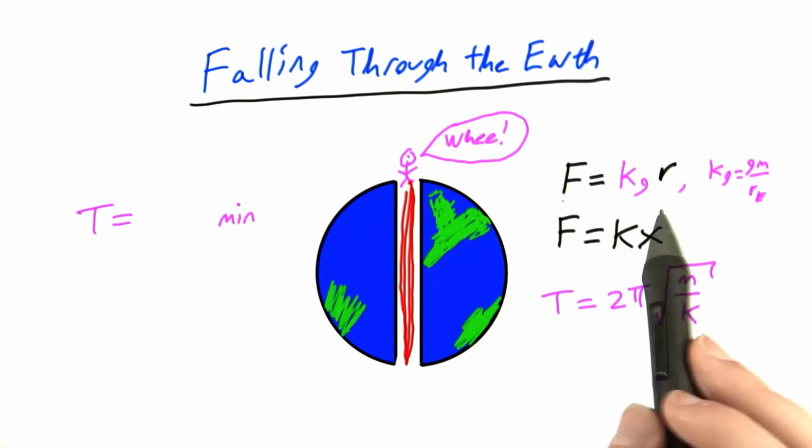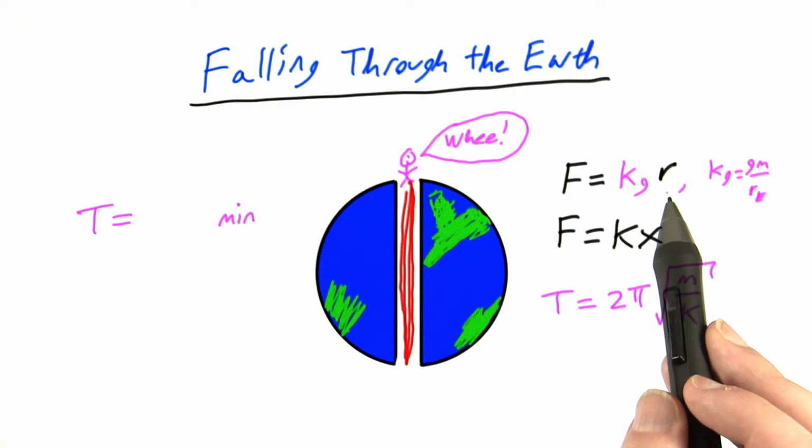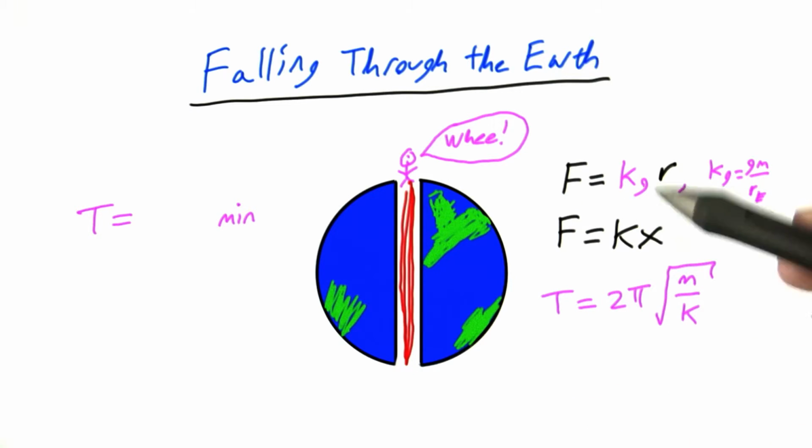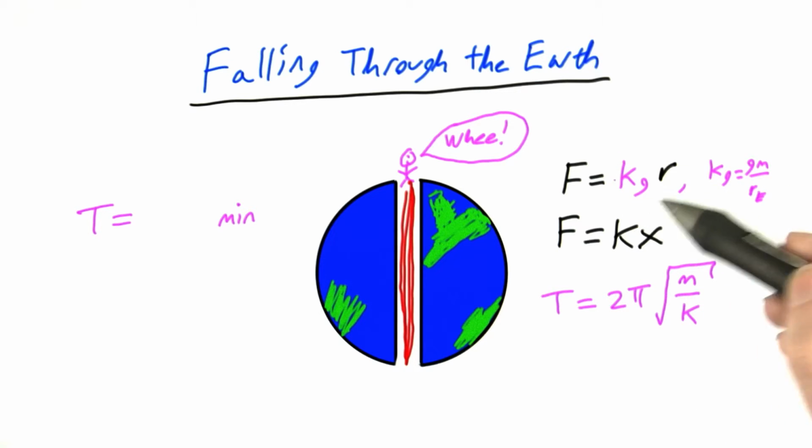So now we can rewrite our equation for the force of gravity within the Earth as F equals kg times the radius. And now this equation looks exactly like this equation. And we can tell what the value of k in this equation for period should be. We should just use our kg value.